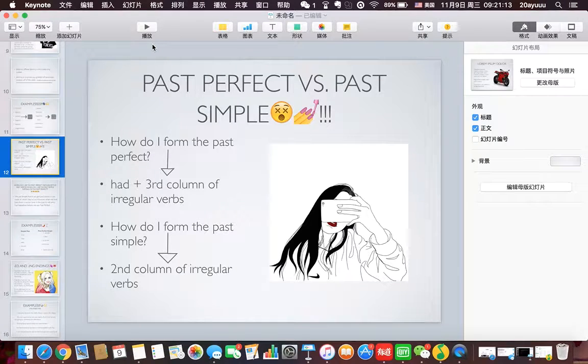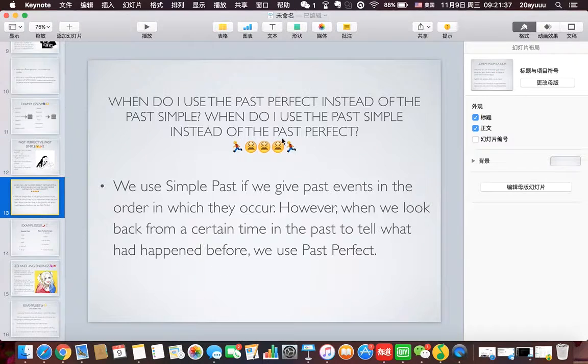And we're going to jump to another literary device. We're going to talk about past perfects versus past simples. How do I form the past perfect? We need had plus the third column of irregular verbs. How do I form the past simple? The second column of irregular verbs. When do I use the past perfect instead of the past simple? And when do I use the past simple instead of the past perfect?